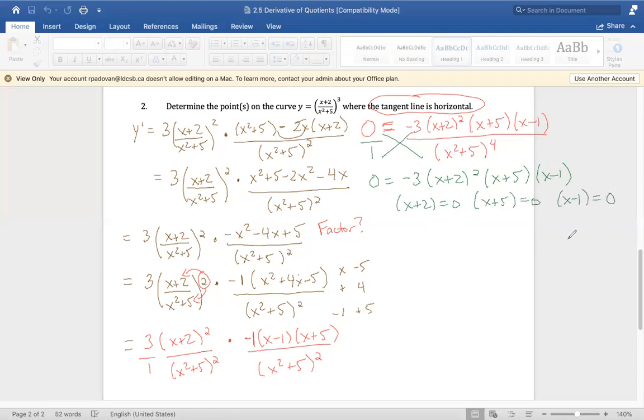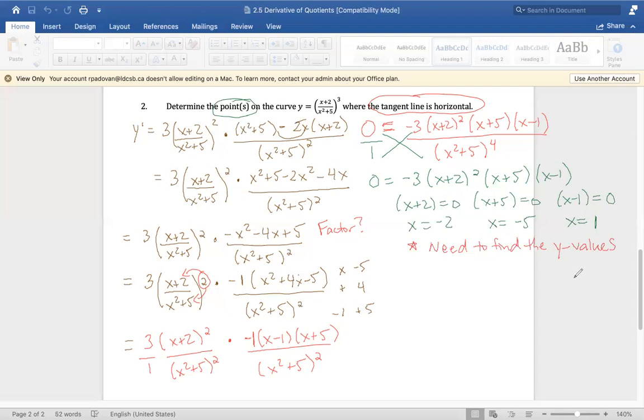So what are the values of x? Here, x plus 2 equals 0, bring the plus 2 over, 0 minus 2, x is going to be equal to -2. X is going to be equal to -5, and x is going to be equal to +1. So -2, -5, and +1. Now it says determine the points on the curve. Those are just the x values. So now I need to find my y. So just point out here, I need to find my y values also, right, because I only have the x values of the points.